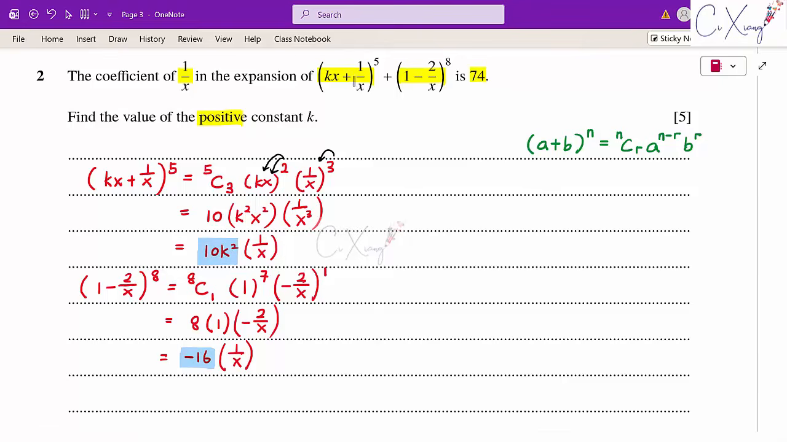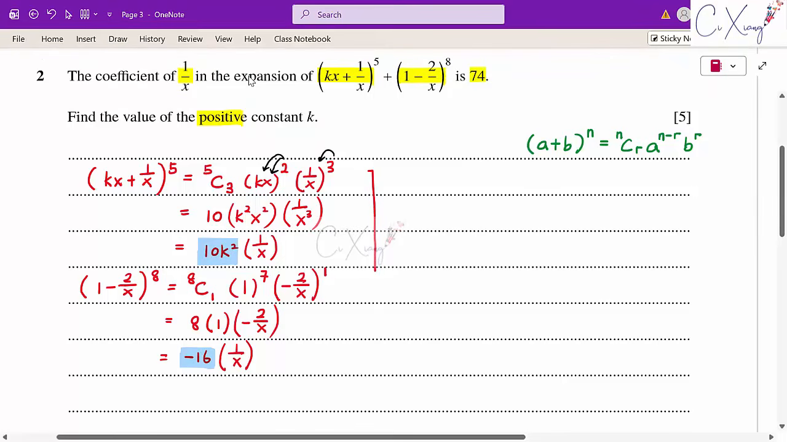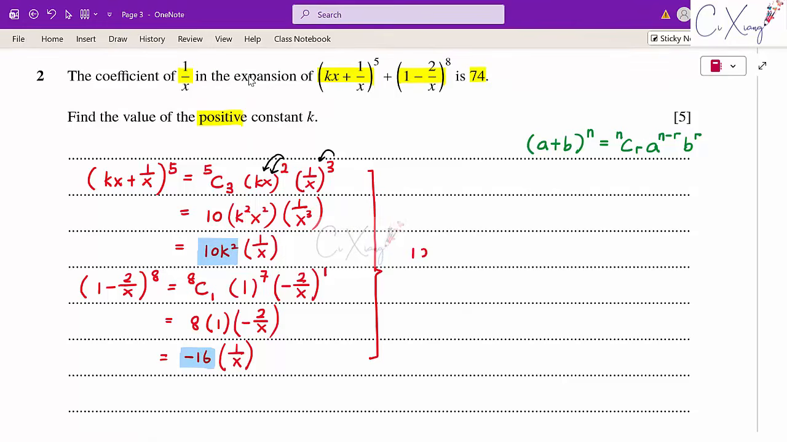And then for this question, they are actually adding these two brackets together, the two binomial expansions together. So that means when we are looking for the coefficient of these two terms, we are also adding them together. Then what I have here is 10k squared 1 over x plus negative 16 1 over x. It equals 74 1 over x, because when they combine these two brackets together, the coefficient of 1 over x is 74. So you're having 74 1 over x.